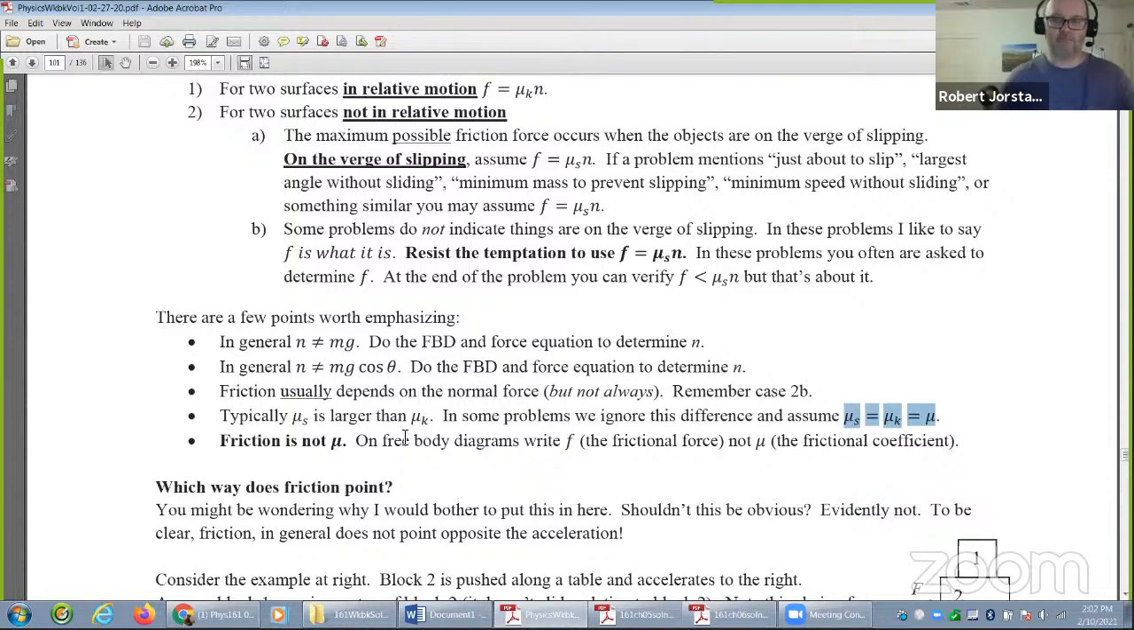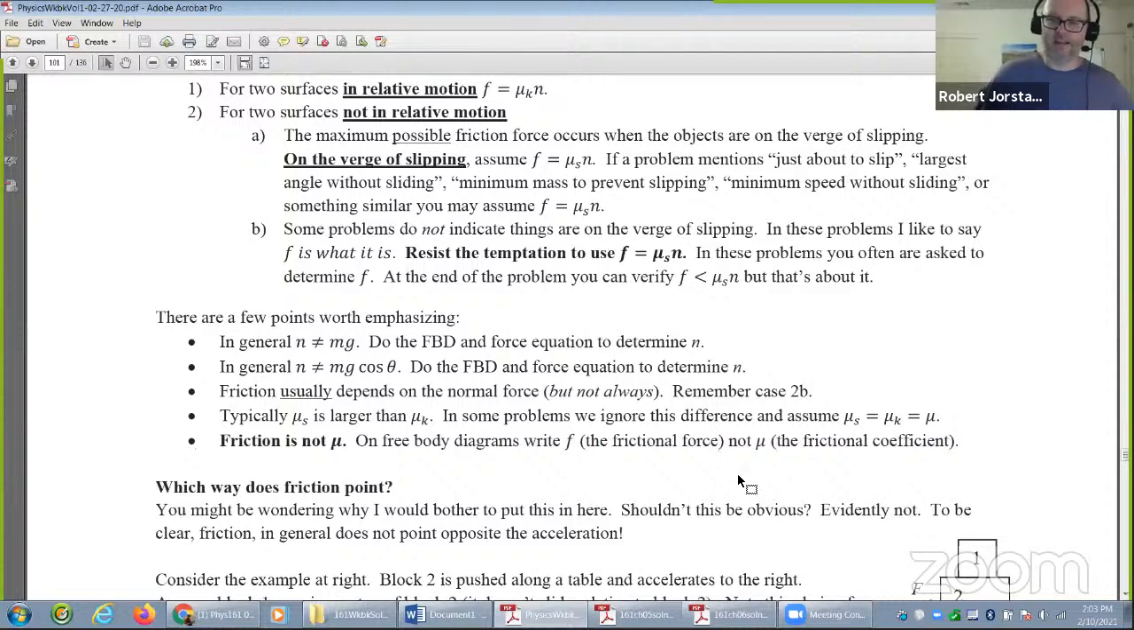Okay. Pet peeve of mine, friction and mu are not the same thing. F is frictional force. Mu is frictional coefficient. So if you've got your book handy, maybe underline this line right here, bold this.